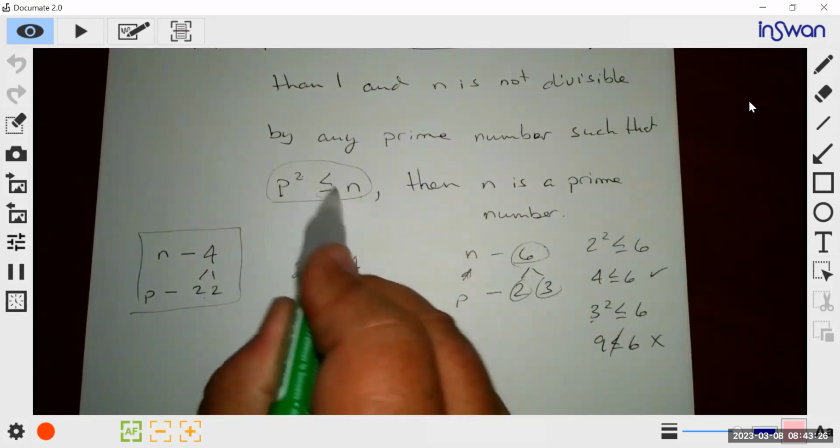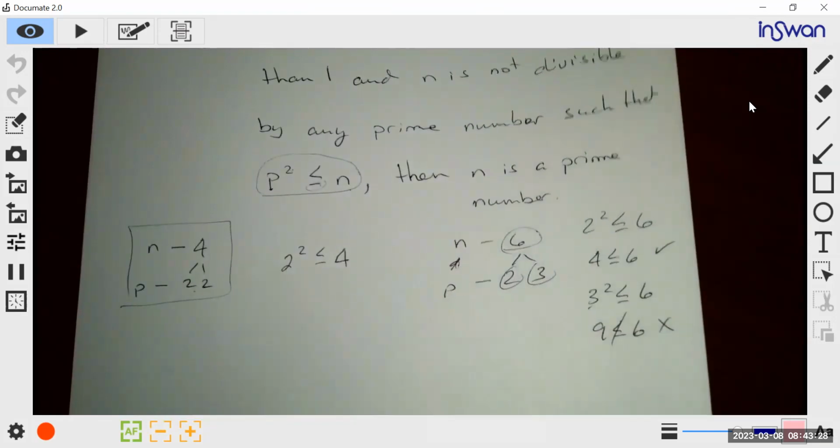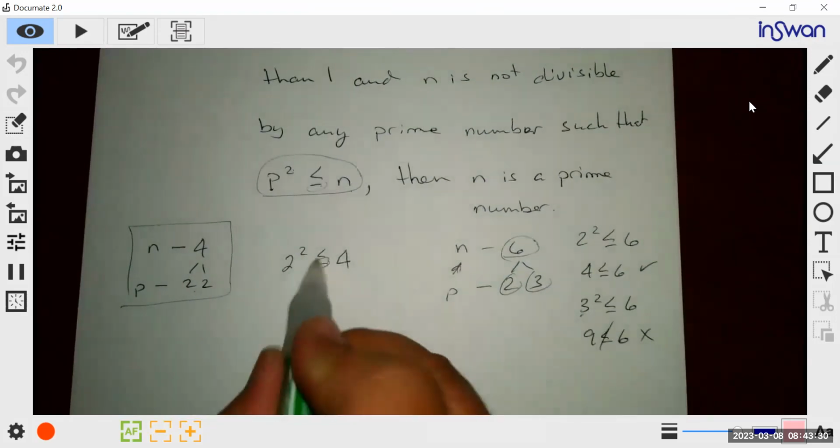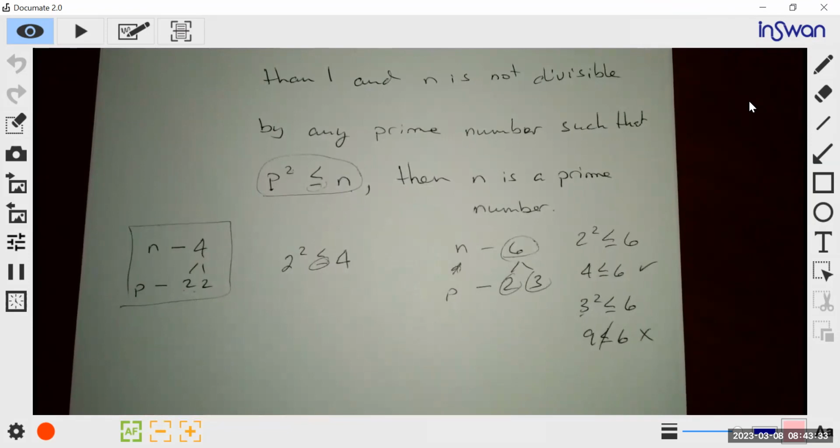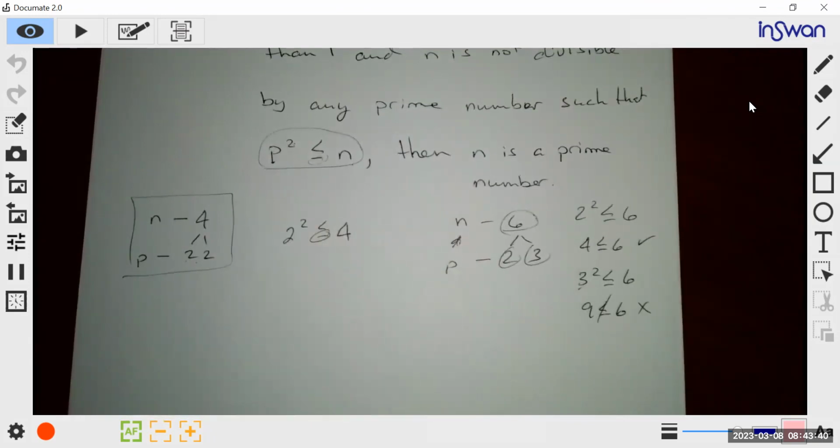I don't know if it's supposed to be equal to, I think it's supposed to be strictly less than. It should be strictly less than. Because 2 squared is, this one says if that's true, then 4 is a prime number. And we know it's not a prime number. So I think that's miswritten.